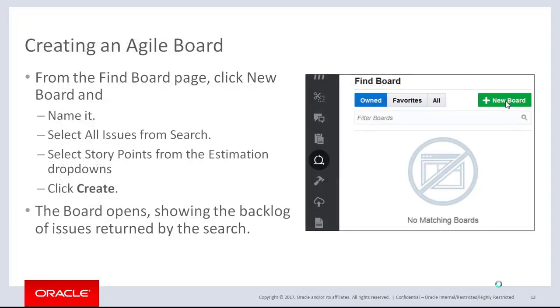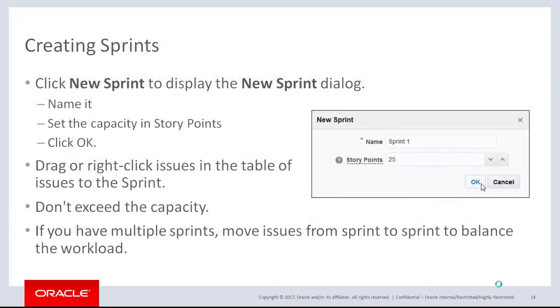From the Find Board page, click New Board, name it, select all issues from the Search dropdown, and Story Points from the Estimation dropdown, and then click Create. The board opens showing the backlog of issues returned by the search of issues.